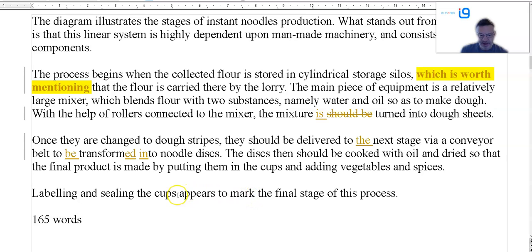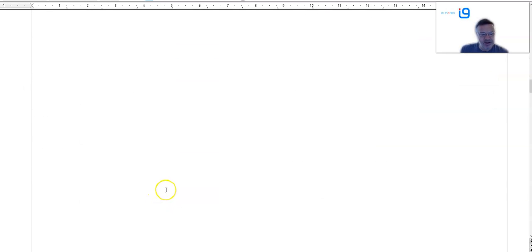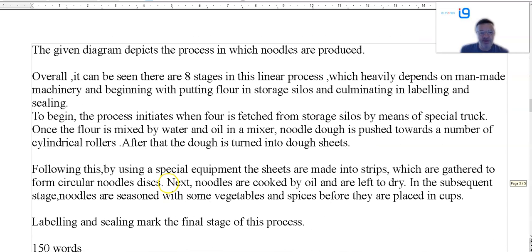Let me see the cups. Appears. Well, appears. So is it the final stage or is it not? Because appears means that it looks like, or I think it probably is the final stage. Okay. The given diagram depicts a process in which noodles, well, instant noodles are produced. 8 stages of the process. Heavily depends. Well, it's entirely dependent. It's not heavily. There's no manual action in this at all, really, is there? So we don't really need this.